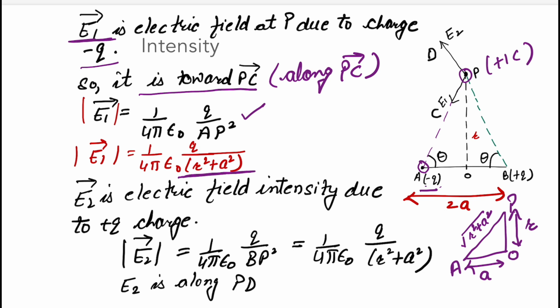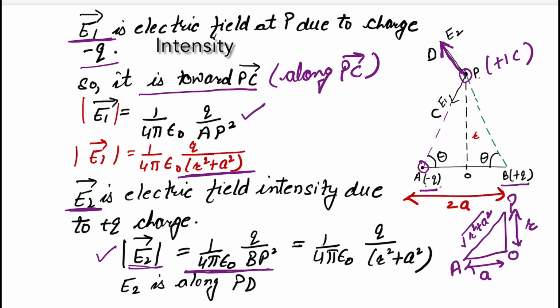Then what will be the electric field intensity at point P due to plus Q charge? We write it as E2 vector. This E2 vector is oriented towards PD as electric field lines move away from the positive charge. So it has direction away from the plus Q charge, and that is PD. Then the magnitude can be calculated again in the same manner as we did for the minus Q charge.